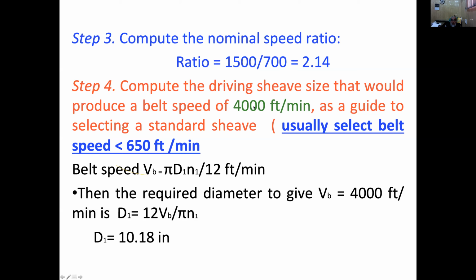Now you can select 400 feet per minute. If you select 4,000... no, it is 400, sorry, I made a mistake. It is 400 feet per minute as a guideline. Because usually the belt speed is less than 650 feet per minute, you can select 400 feet per minute. So this will be the guideline. Now from this you will start.